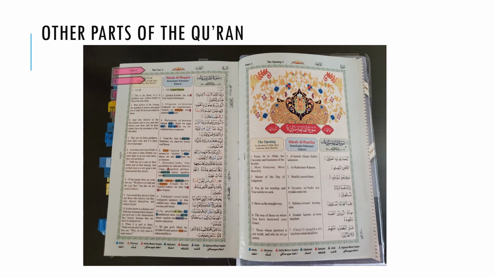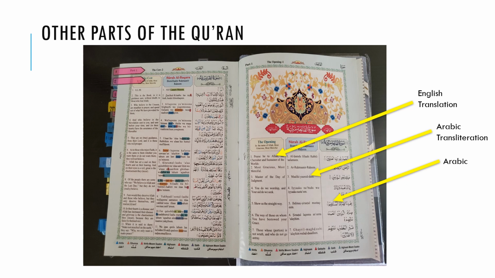The Quran has three columns. The first column is the English translation. The second column is the Arabic transliteration. And the third column is the verse in Arabic.